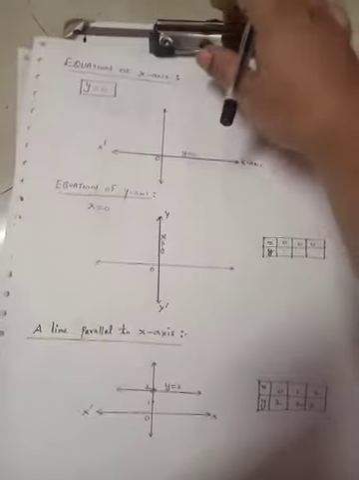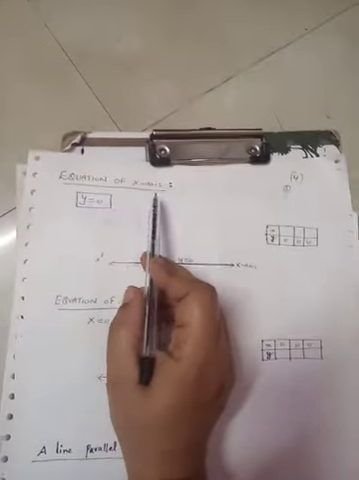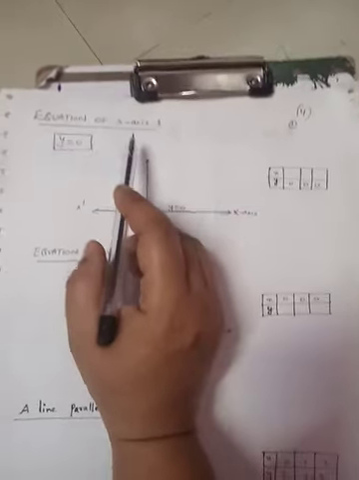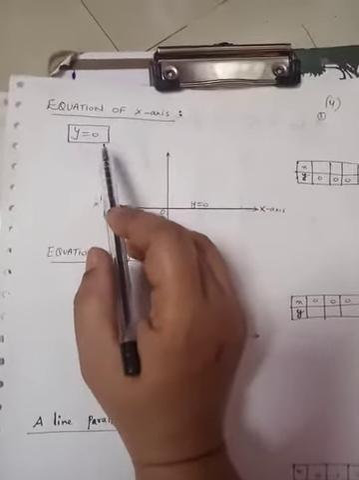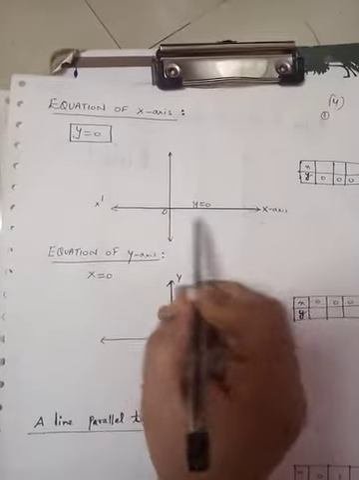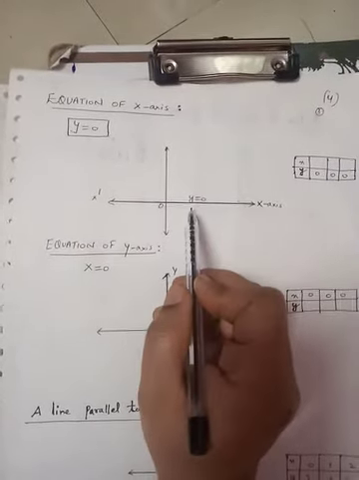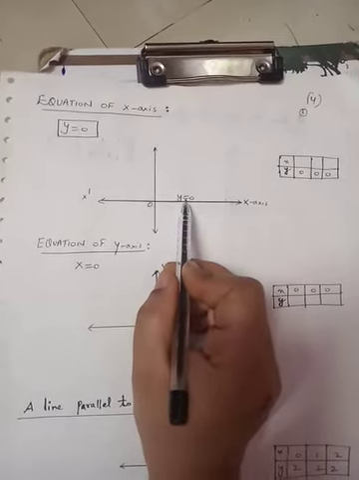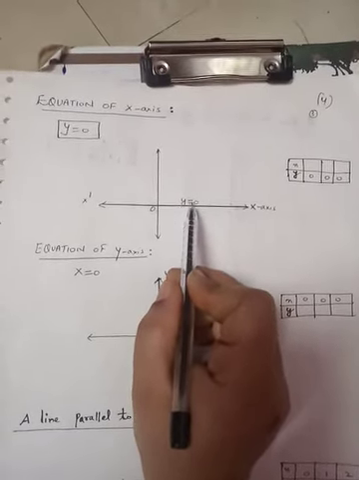Now we will discuss the equation of the x-axis. What is the equation of the x-axis? That is y is equal to 0. Look here, this is your x-axis. Its equation is y equal to 0. An equation always holds an equality sign. So here it is the equal to symbol, y is equal to 0.